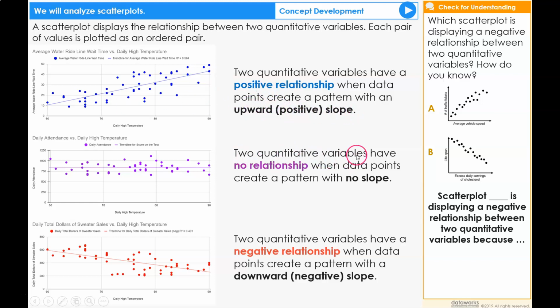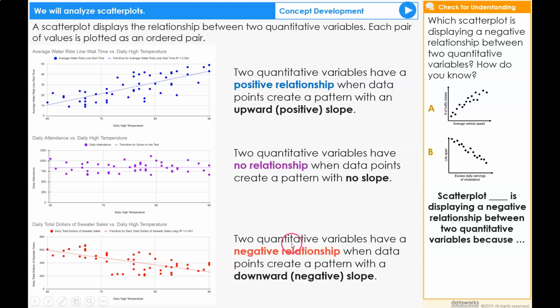Two quantitative variables have no relationship when the data points create a pattern with no slope. In our example for daily attendance versus daily high temperature, we see that all of these dots create a pattern that does not appear to go up and does not appear to go down. When we see a scatterplot without an upward or downward movement, we will say that these two variables have no relationship.